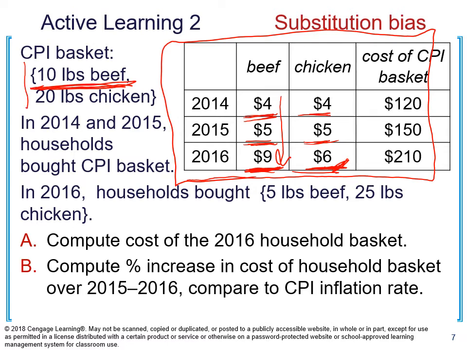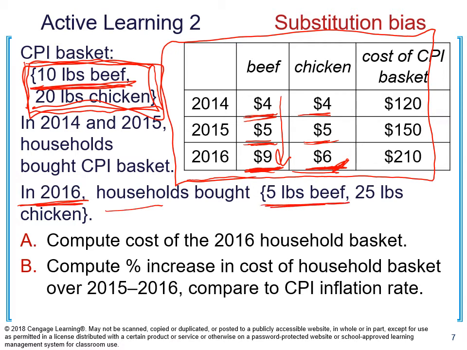The Bureau of Labor Statistics is still going to report the consumer price index as if you were buying these quantities. But in real life, you as a consumer are going to buy different quantities. And they're giving us here an example that in year 2016, households actually bought 5 pounds of beef, but 25 pounds of chicken. And what do they want us to do? They want us to recalculate the basket cost for year 2016, and they also want us to recalculate the inflation rate between year 2015 and 2016. And we're going to compare those numbers, and then we're going to make a conclusion.